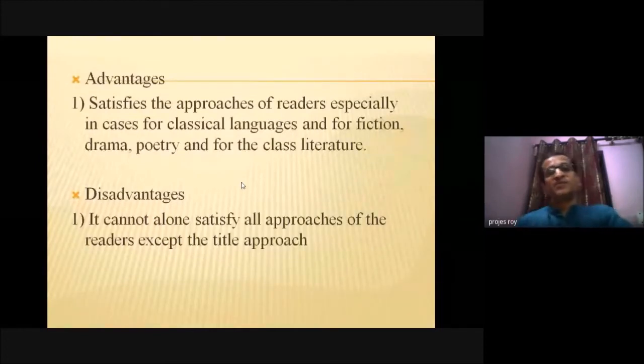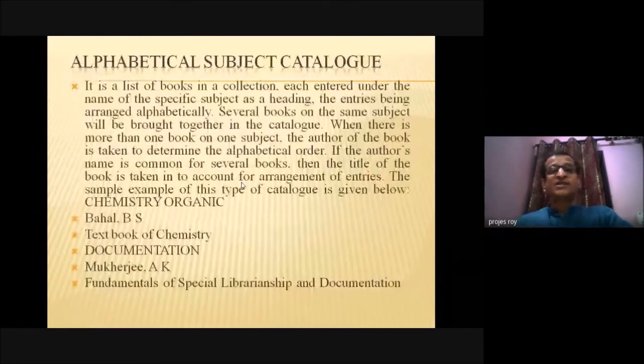Now here is the alphabetical subject catalog. It is a list of books in a collection, each entered under the name of the specific subject as a heading, the entire list being arranged alphabetically. Several books on the same subject will be brought together in the catalog. When there is more than one book on one subject, the author of the book is taken to determine the alphabetical order. If the author name is common for several books, then the title of the book is taken into account for arrangement of the entries.